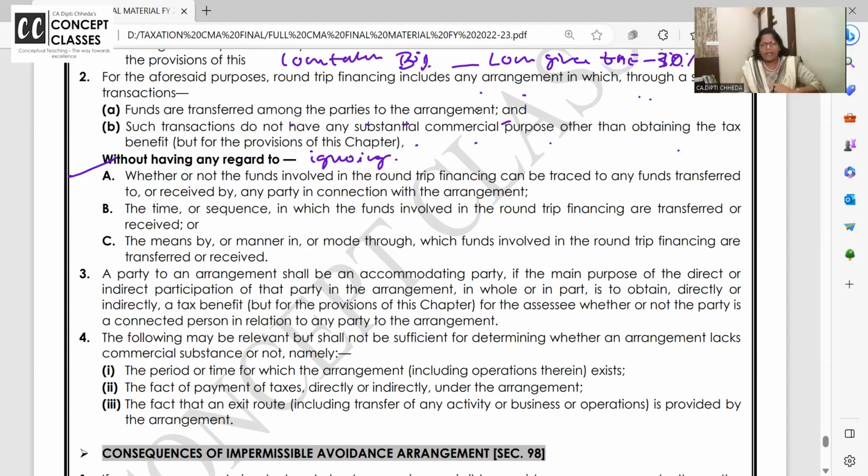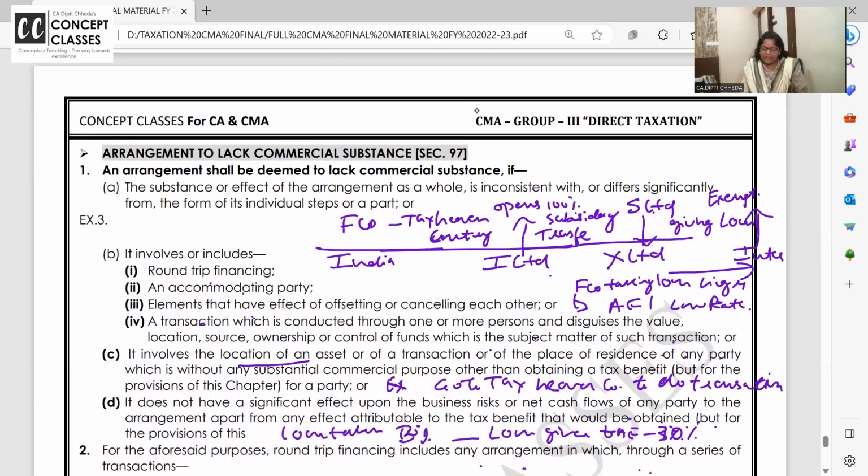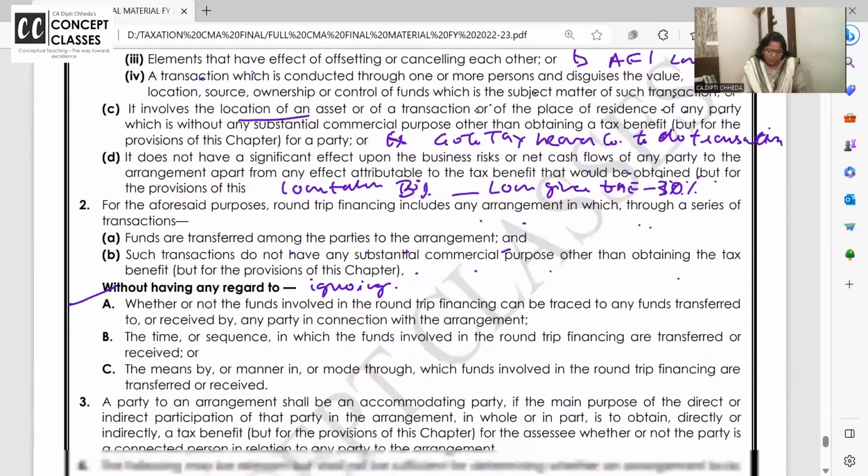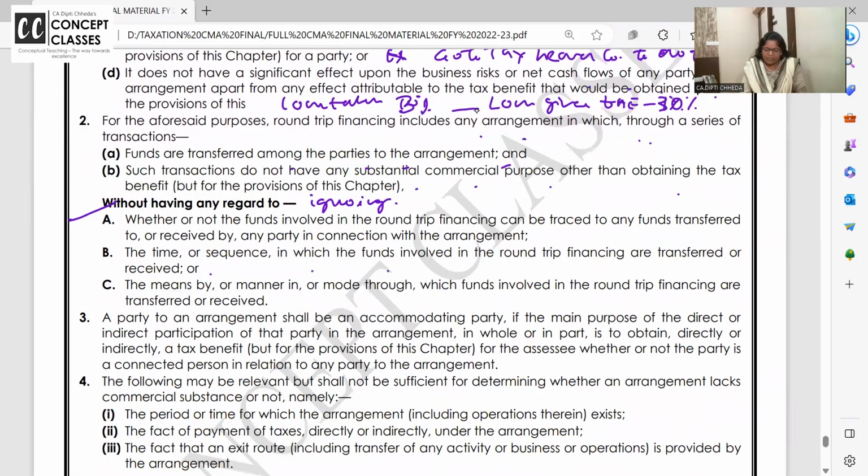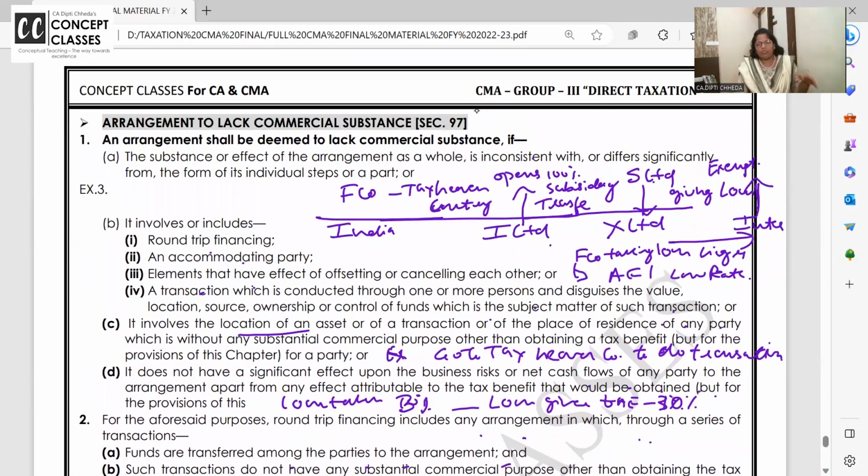फंड वहीं के वहीं घूम रहे हैं, हम सब्सिडरी को दे रहे हैं, सब्सिडरी दूसरी कंपनी को इंडिया में दे रही है, ये वाला. तो whether and the time or sequence in which funds involved in the round tripping are transferred or financed, क्या पहले कर रहे हैं क्या बाद में कर रहे हैं, and the means by or manner or mode through which funds involved in the round trip are transferred or received. So it doesn't matter who is giving to whom and are you taking care of all the sequence and all, as long as it is seen that this is all round tripping.